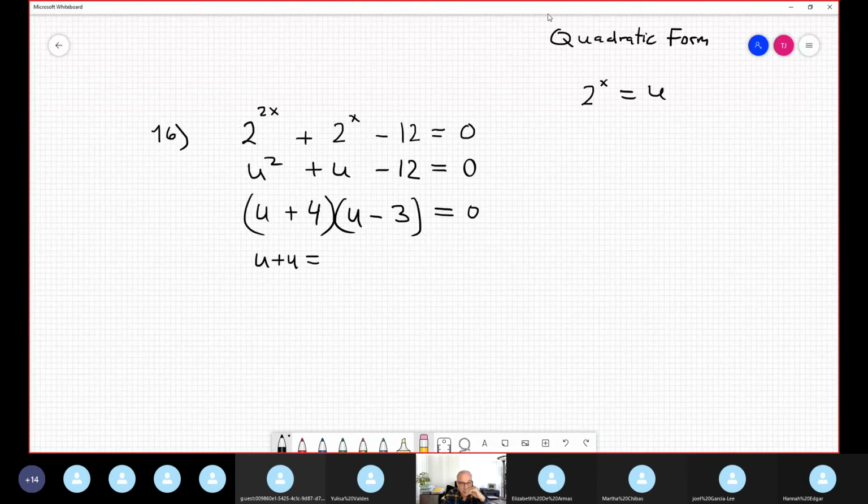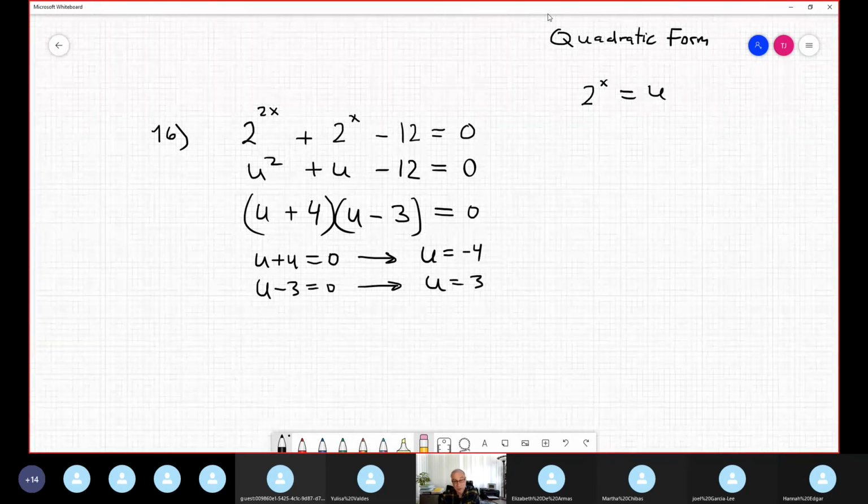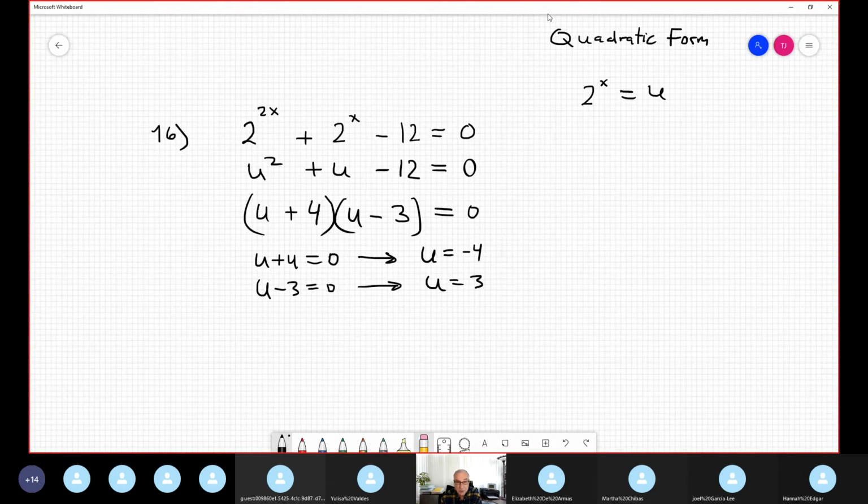u plus 4 equal to 0 implies u is negative 4. And u minus 3 equal to 0, u is 3, positive. But is this the answer? No, oh no. Remember the transformation: you have the horrible exponential equation, you realize that it is quadratic in form, you make the change of variable, and you magically transform it to another equation that is quadratic. The quadratic is solved by factorization or the quadratic formula.